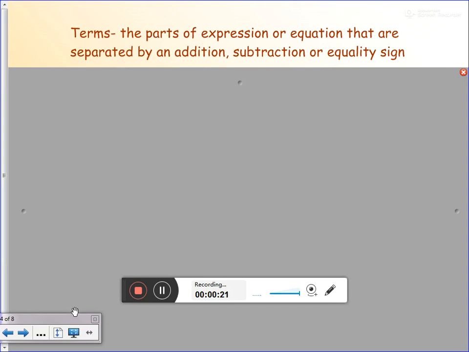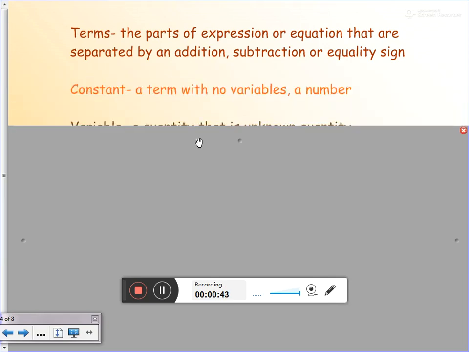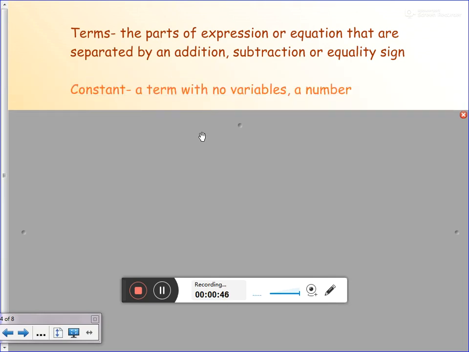Okay, so the first word we have now is the word terms. A term is those parts of the expression or equation that are separated by an addition, a subtraction, or one of those equality signs. So an equal sign, less than, greater than, less than or equal to, greater than or equal to. Okay, so those are the things that are in between the sections that chop up our expression or equation. And we'll see what that is in a minute. Okay. The next word we have is constant. And a constant is a term that has no variable. So it's just a number, like 3 or 5 or negative 15 or 3/4.